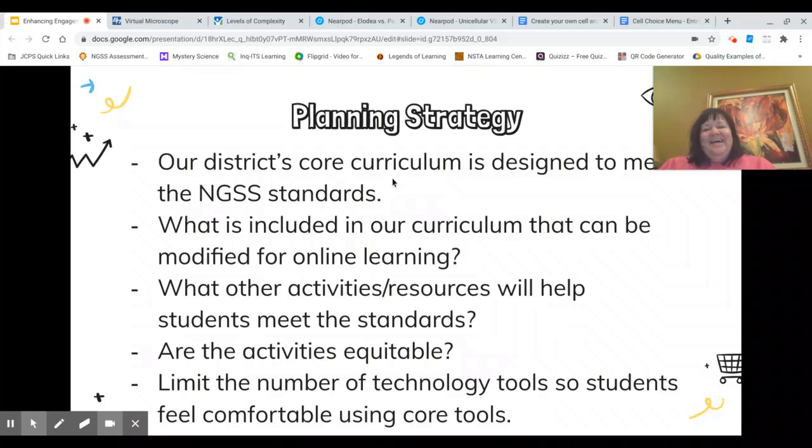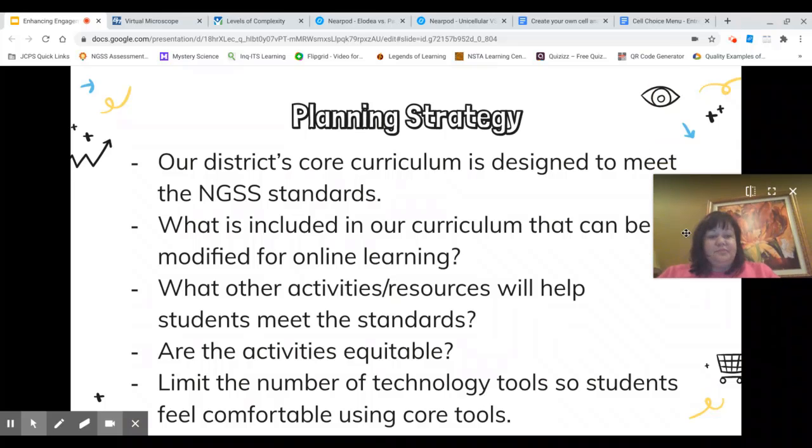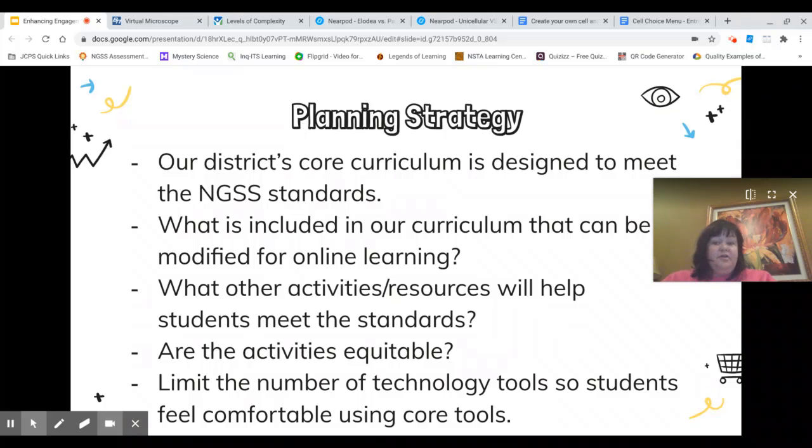Some of our planning strategy when we're looking through a unit and what we need to get done is we look at our district's core curriculum, because it's designed to meet our NGSS standards. So we look there first. Then we ask: what is included in our curriculum that can be modified for online learning? Hopefully we can modify some of that. And if we can't, are there other activities or resources that will help build some of those bridges, some of those gaps, to help them meet the standards that we cannot carry over from our core curriculum?